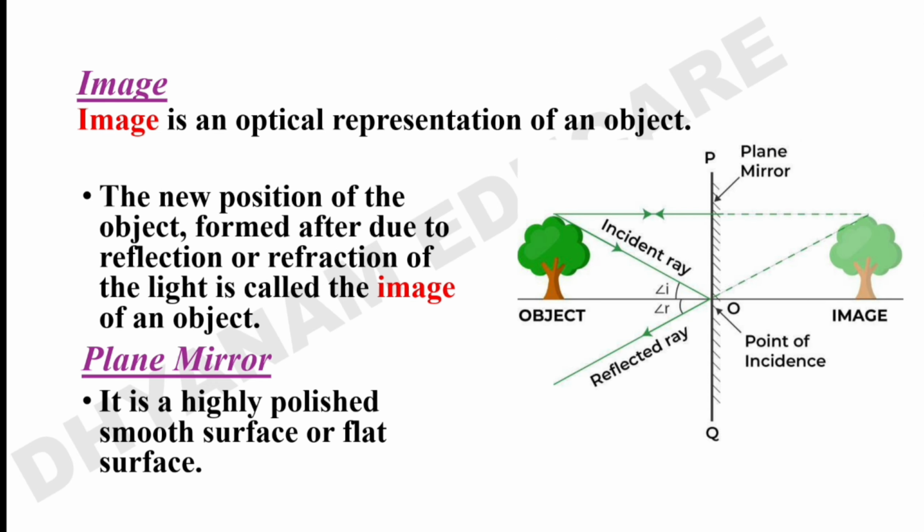Next see what is an image. An image may be defined as the point where the light rays coming from an object meet or appear to meet after reflection or refraction.